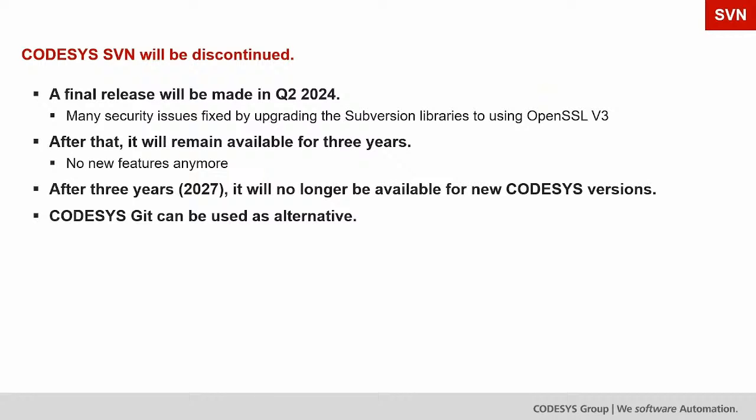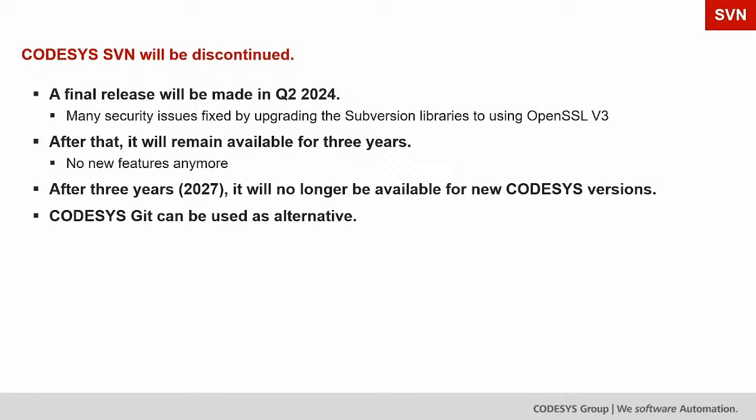Other news I have regarding the CODESYS Subversion add-on is that we will be discontinuing this add-on. This will not happen immediately. We will make a final release also in the second quarter this year, which will on the one hand contain fixes for many security issues, which are basically fixed by upgrading our Subversion add-on to using OpenSSL version 3. But also we checked and fixed a lot of other major bugs which we will release as part of this version. After that, we will continue to support CODESYS Subversion for another 3 years.